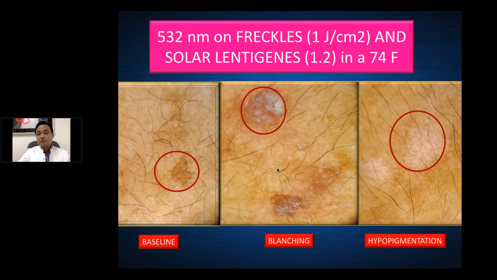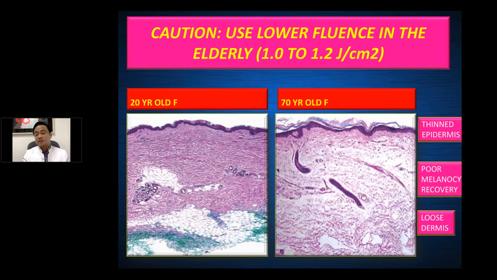So the bottom line is we have to be cautious in elderly patients. We have to be cautious because the epidermis is thinner already. The dermis has lost its collagen. And some of the adnexal structures have atrophied already. And most of all, we have to remember that in elderly patients, when the melanocytes are damaged, they have a very slow tendency to recover.